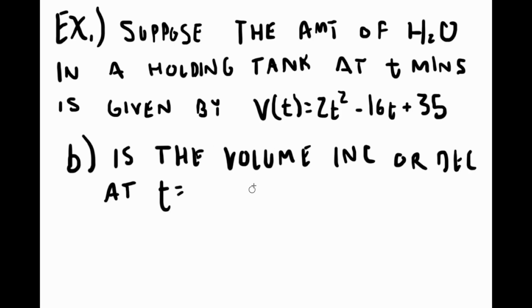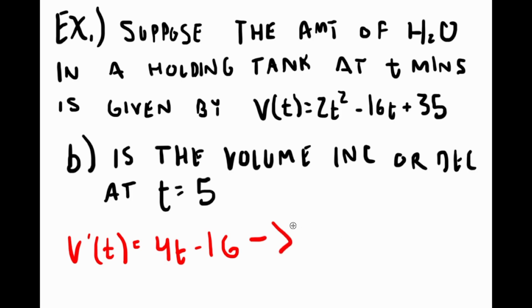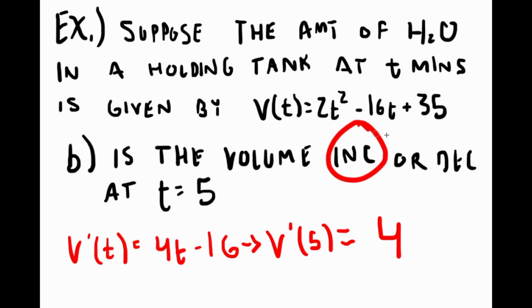This time we'll say t equals 5. And basically it's just going to be the same exact thing. V prime of t, as we said before, is going to be equal to 4t minus 16. And at v prime of 5, it's just going to be equal to 4, I believe. Yeah, 4. So because it's a positive, the volume at t equals 5 is going to be increasing.